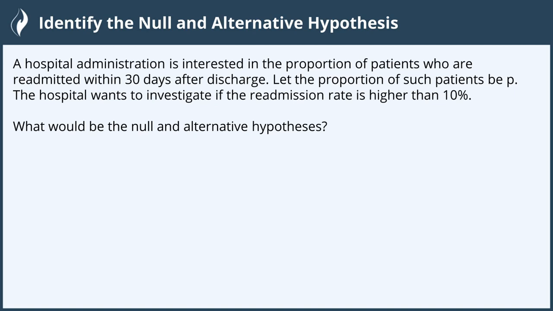Hi everyone! In this video, we will identify the null and alternative hypothesis. A hospital administration is interested in the proportion of patients who are readmitted within 30 days after discharge. Let the proportion of such patients be P. The hospital wants to investigate if the readmission rate is higher than 10%. What would be the null and alternative hypotheses?